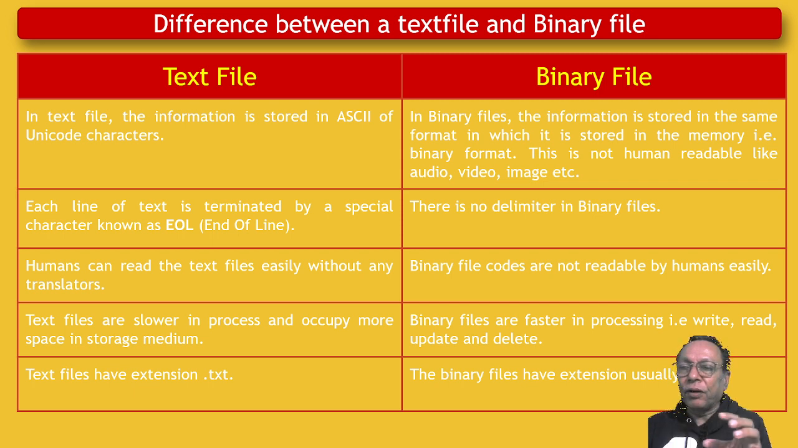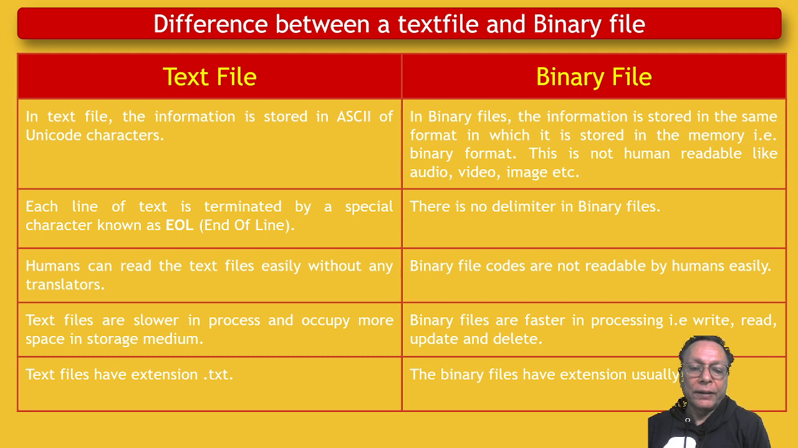So binary format or binary codes are not human readable, like an audio file or a video file or an image file, which a human cannot read easily. On the second point, each line of a text file is terminated by a special character known as EOL, whereas in a binary file there is no delimiter as such. Humans can read the text file easily without any translators, whereas binary file codes are not readable by humans easily.